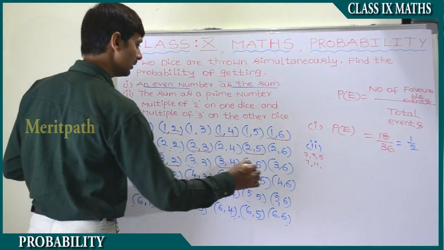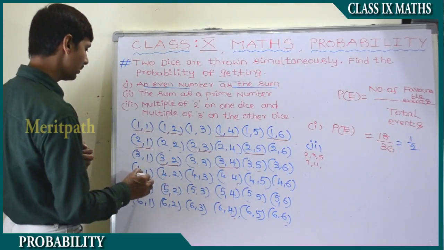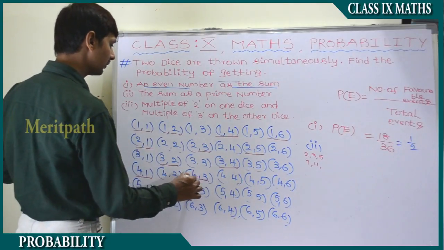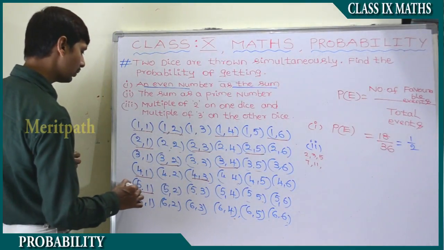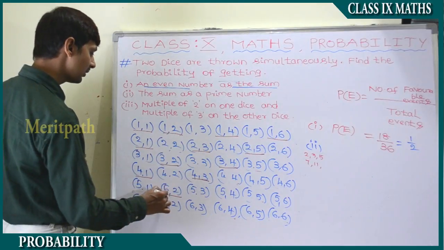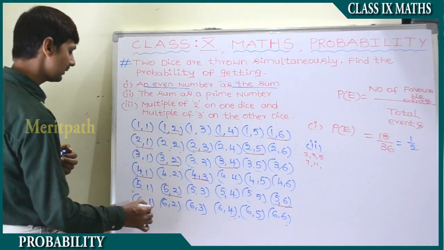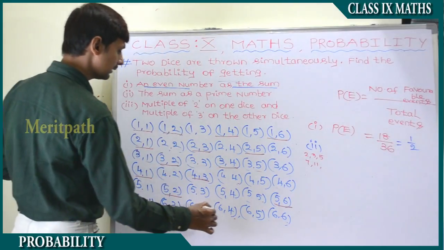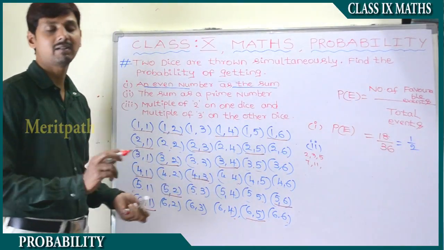3, 4, 7, and then next 3, 5, 8, 9 is not a prime number, and 5 is a prime number. 4, 3, 7, and 4, 5, 9, 4, 6, 10, 5, 1 is 6, it's not a prime number. 5, 2, 7, and 5, 6, 11, and 6, 5, 11, and 6 plus 6 is 12, which is not a prime number.